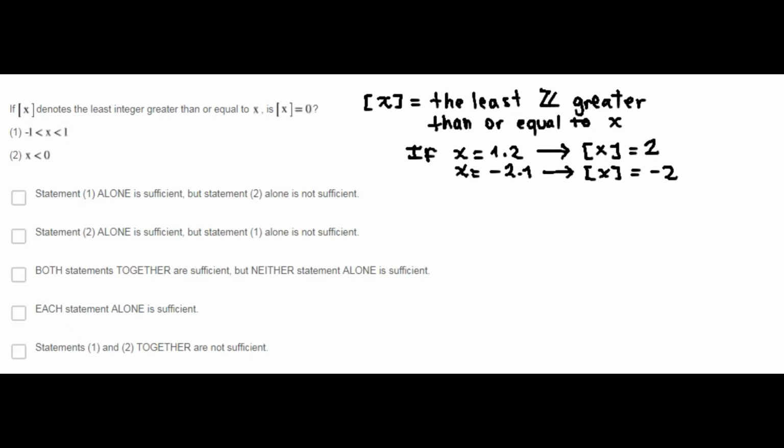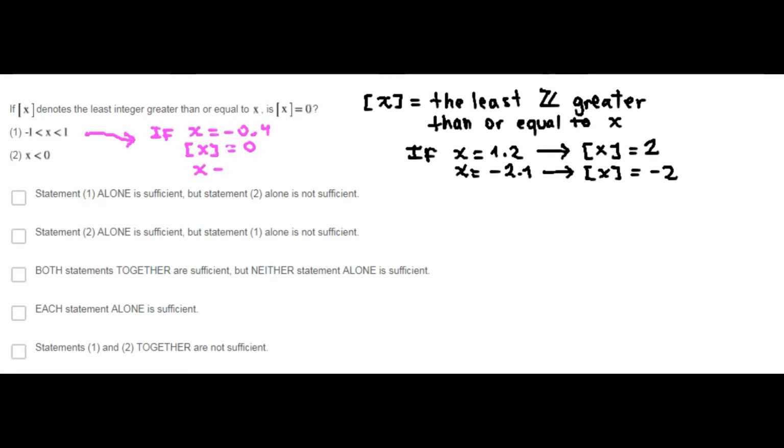So let's go ahead with statement 1. Statement 1 says x is between negative 1 and 1. Therefore, we can pick any number. For instance, if x is negative 0.4, then x between two lines is 0, because 0 is the least integer greater than or equal to x.